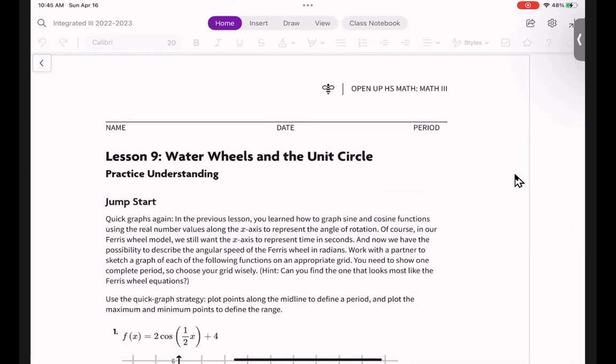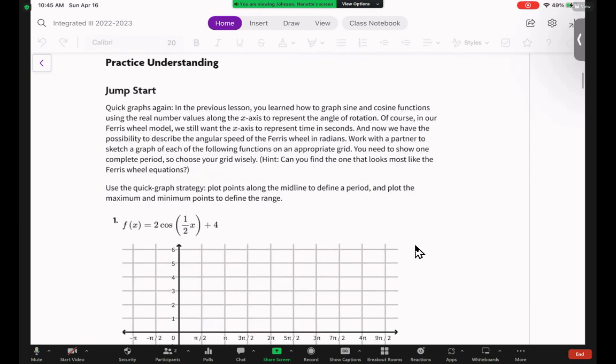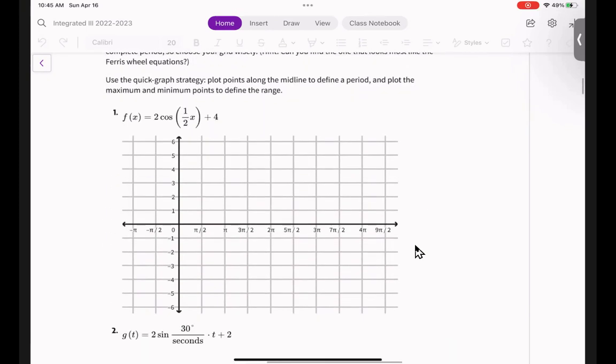And you need to show one complete period. So choose your grid wisely. You can find the one that looks the most like the Ferris wheel equations, right? So I'm going to show you how to do one of these. That way when you're together with your group, it makes just a little bit more sense. Okay. So you have to show one rotation.